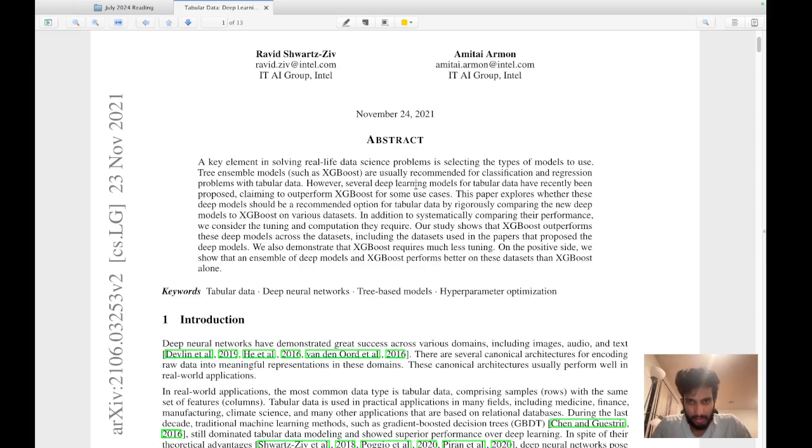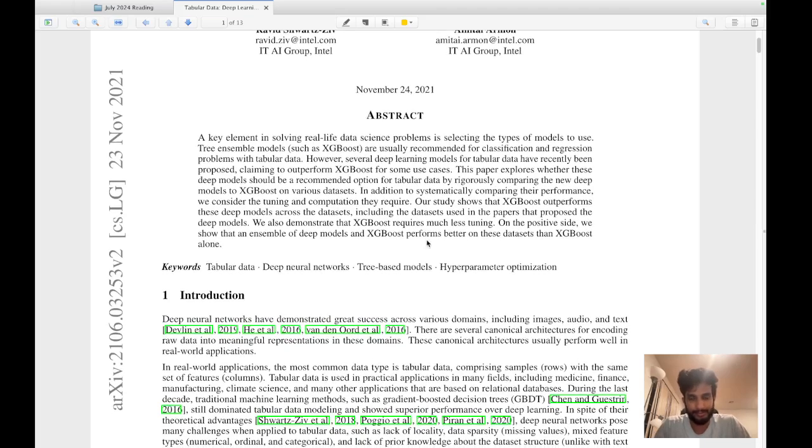However, several deep learning models for tabular data have been proposed, claiming to outperform XGBoost for some use cases. This paper explores whether these deep models should be a recommended option for tabular data by rigorously comparing the new deep models to XGBoost on various datasets. I see. So basically, they compared some deep learning models to XGBoost on various datasets. We will look into that as we read the paper.